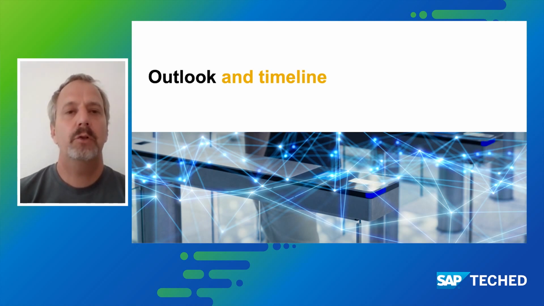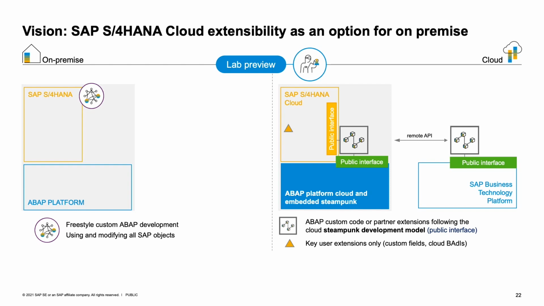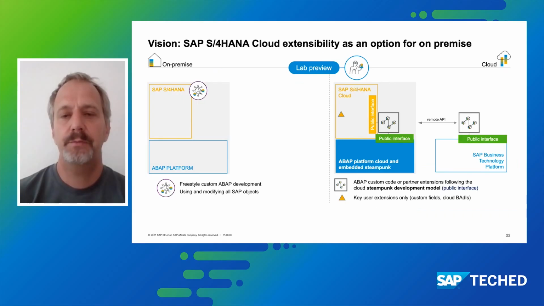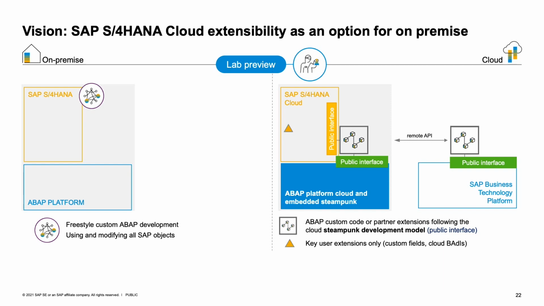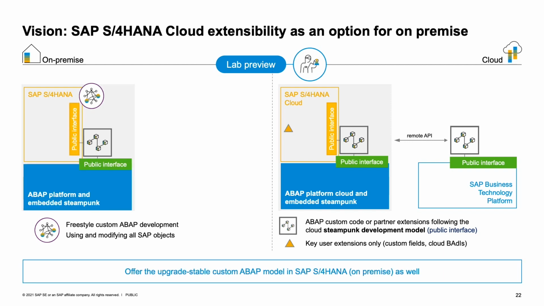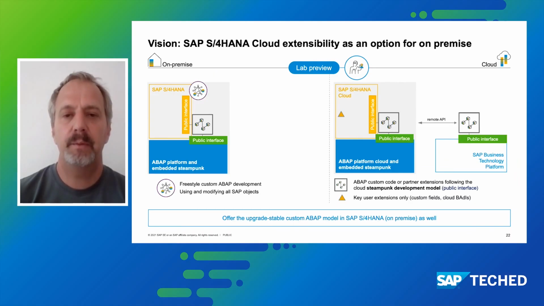Good. That leads me to the outlook and the timeline. We learned now that we plan to extend the portfolio concerning extensibility in S/4HANA Public Cloud. We now provide custom development in S/4HANA Cloud with embedded steampunk. But we all know S/4HANA on-premise customers and private edition customers of S/4HANA, of course, would like to have easy, smooth upgrades as well. And therefore, what we plan is to offer the embedded steampunk custom ABAP development model, this upgrade stable cloud-ready development model, in on-premise and in the private edition as well.